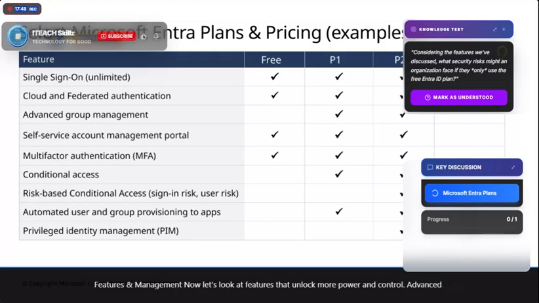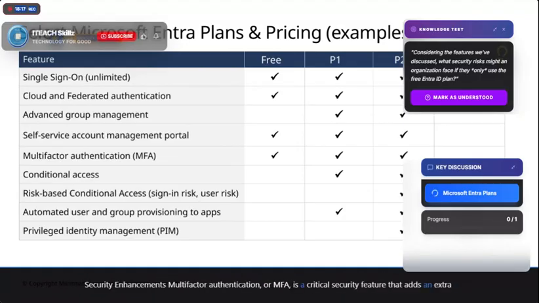Topic: Advanced features and management. Now let's look at features that unlock more power and control. Advanced group management is in the P1 tier and above, enabling things like dynamic groups based on user attributes. This simplifies administration significantly. Self-service account management portal, also starting with P1, empowers users to reset passwords and update profiles without IT intervention. It's about putting control in the hands of the end user.